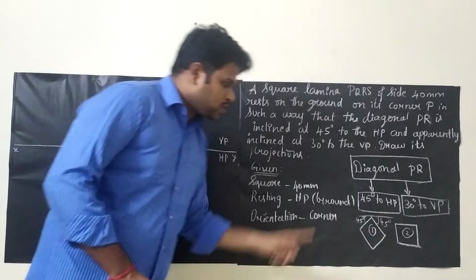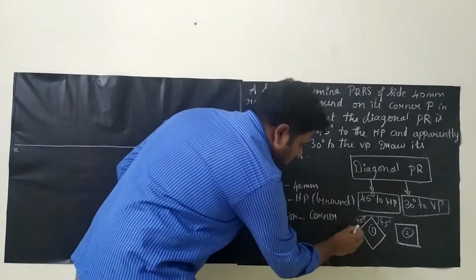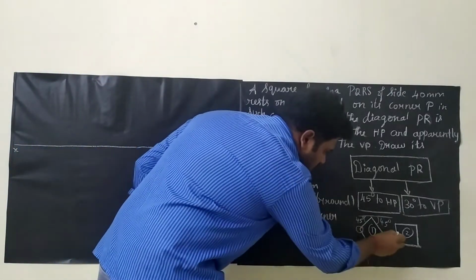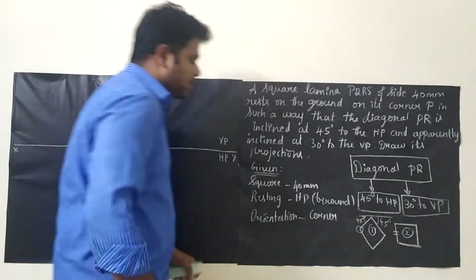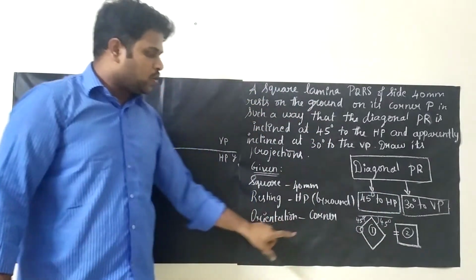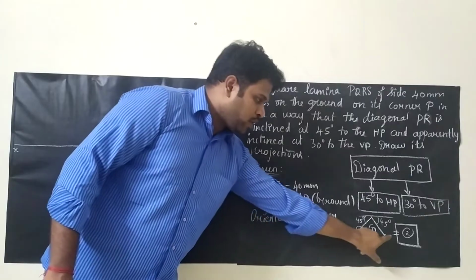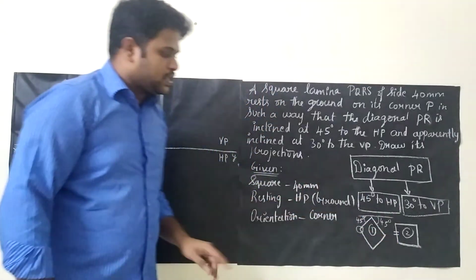a normal one. So if you clearly see here, this one will be corner, this one will be corner, this one is called as an edge. In our case, the orientation is corner. So we have to choose only first square, we should not draw second one. For drawing the first one, what is the step?